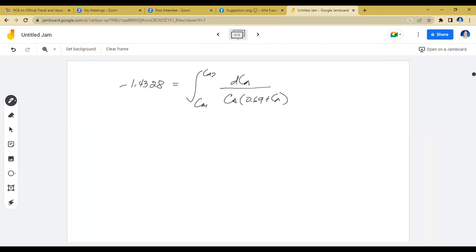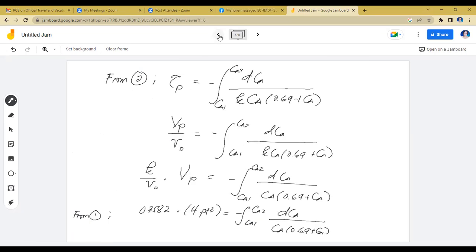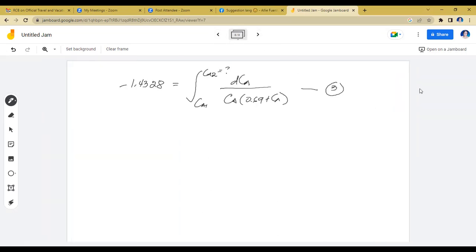Now, this particular integral needs only the Ca2. We need the Ca2 here. So it is important that you get to solve for Ca1. Our unknown here is actually Ca2, so that we can determine the concentration of R that leaves the plug flow reactor, because Ca2 is coming from the plug flow reactor. Before we can have this, we need to have the Ca1. So this is our equation 3 already, and our last equation is 2. So we'll use equation 3 because we need to solve for Ca1.